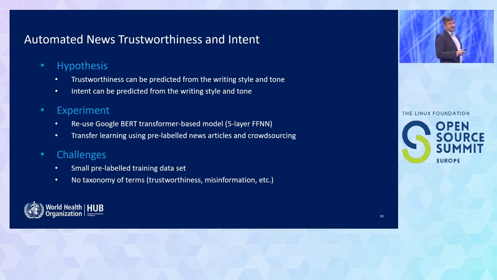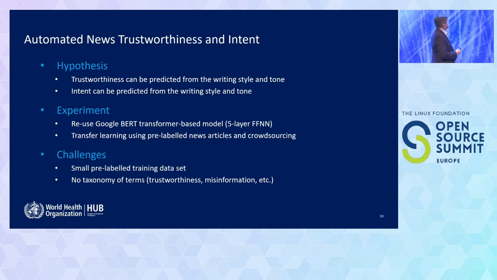The hypothesis is that in any given language, say English, people use the same writing style and tone when they want to write something trustworthy, or when they want to deceive you. And if they want to deceive you, we are also concerned about the intent. Then we have a mess of classes like political, junk science, misinformation, which is non-deliberate misleading, and disinformation and whatnot. They're overlapping if you think about it. I'll come back to the challenges in a second.